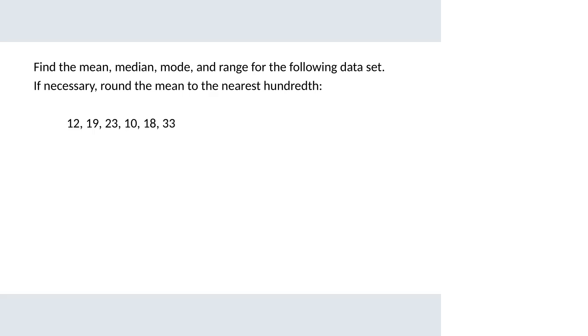Moving on to statistics: find the mean, median, mode, and range for the following data set. We'll just go through these one at a time as they're written up there. First, the mean. And remember, the mean is the thing that we commonly refer to as average. The mean is the sum of the data points divided by the number of data points. And so here we're just going to add them all up and divide by how many there are.